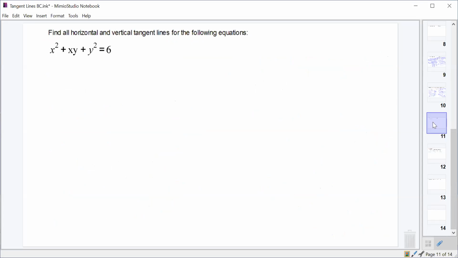All right, let's do this one. We want to find all horizontal and vertical tangent lines for this equation. So first thing we're going to do is do what? Take a derivative, right? We'll take the derivative of this how?